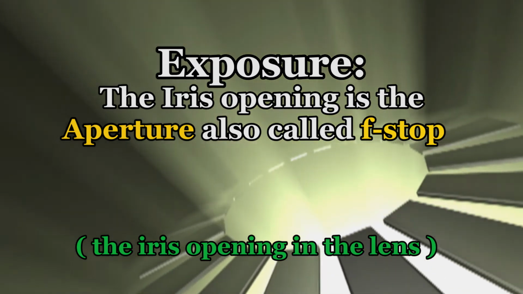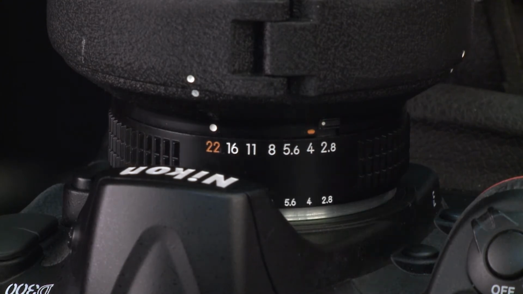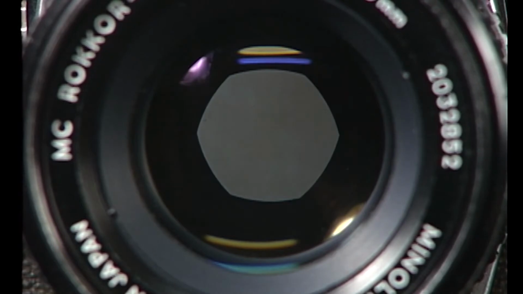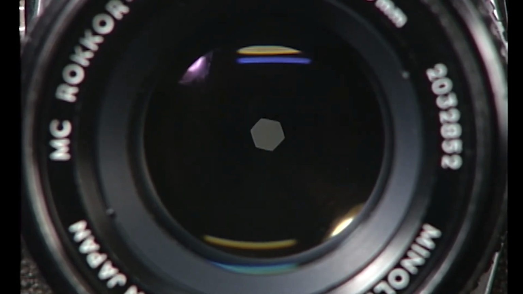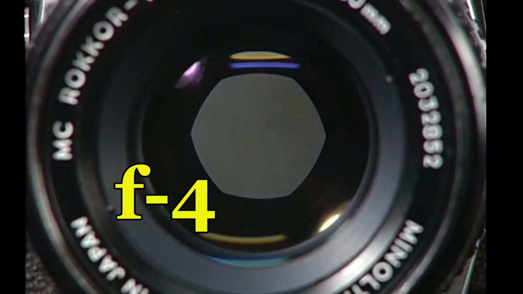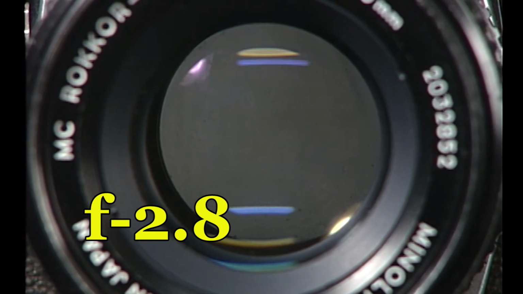Aperture is the f-stop setting on the lens or an internal setting on a digital camera. It refers to the iris or lens opening. A small lens opening, such as f16 or f22, lets in less light than an f-stop set at f4 or f2.8, which are larger lens openings.